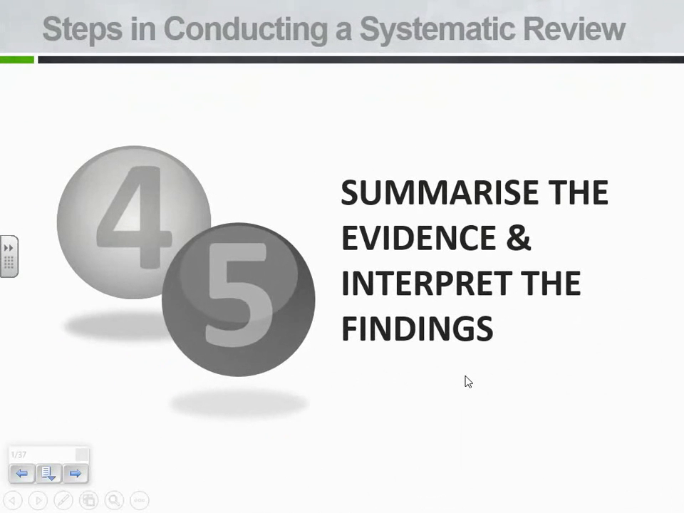Okay, numbers 4 and 5, our final steps in conducting a systematic literature review, are to summarize the evidence that you come across and also interpret the findings. When structuring your systematic review, you should include obviously an introduction, a main body, and a conclusion. The introduction should include the purpose and brief overview of the problem and give an outline of the literature sources and your search strategy. So here you're now talking about your problem.